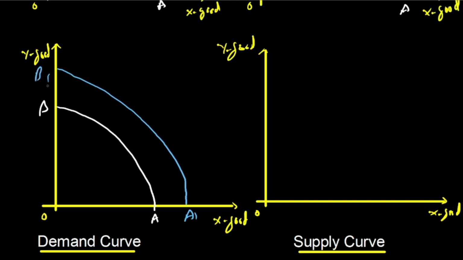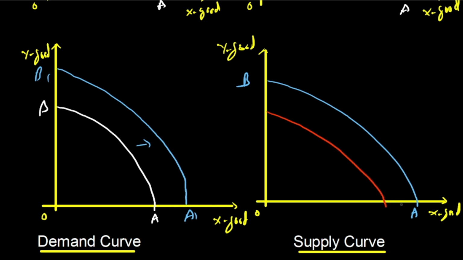to AB1. And on the other hand, if natural resources are depleted, or technology becomes obsolete, or there is a decrease in the labor force, or a decrease in education and training of the labor force, then the production possibility curve will shift inward to the left like this, from AB to CD, for example.